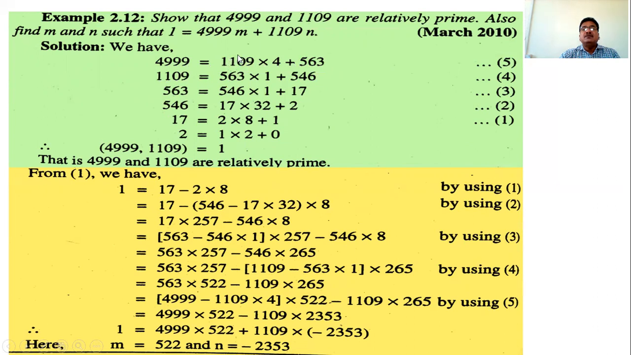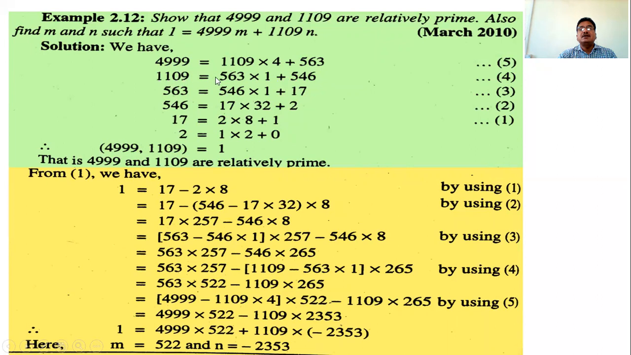Divide 1109 by using this 563. That is the divisor. Divide the divisor by using the remainder. Then we have the quotient 1, because if we divide 1109 by 563 using a calculator, we get the answer 1 point something, and therefore 1 is the quotient. And then 1109 minus 563 into 1 becomes 546.